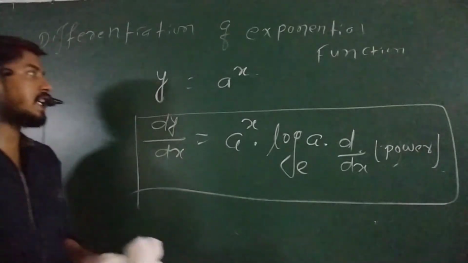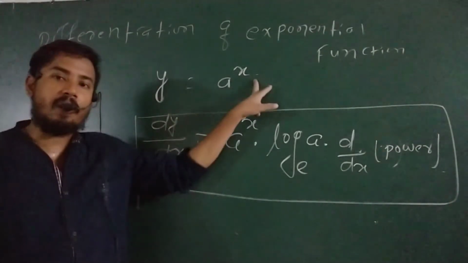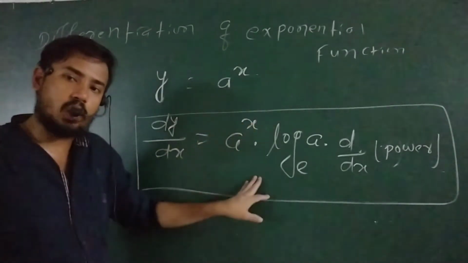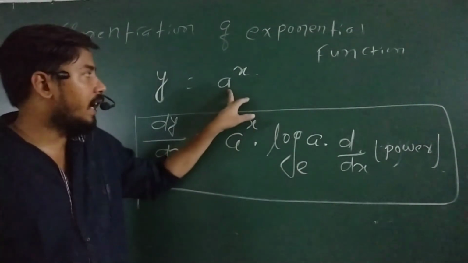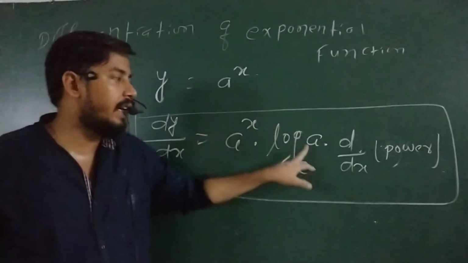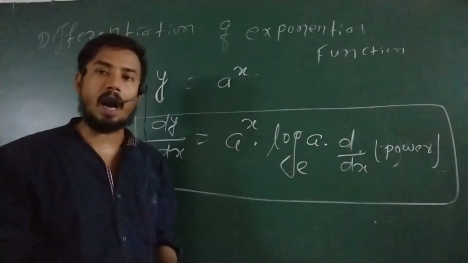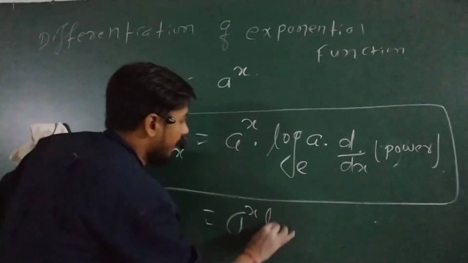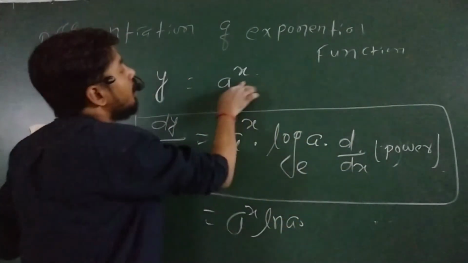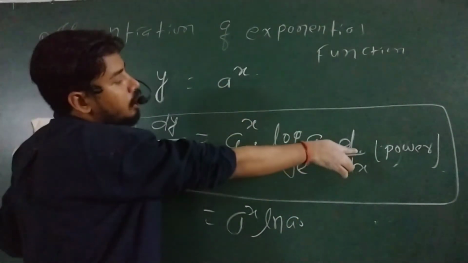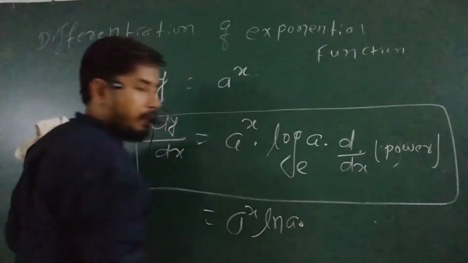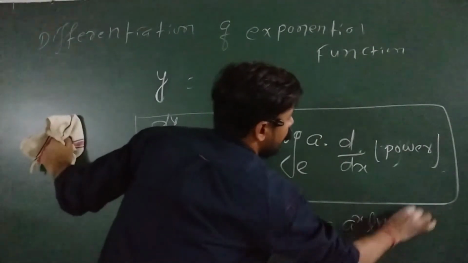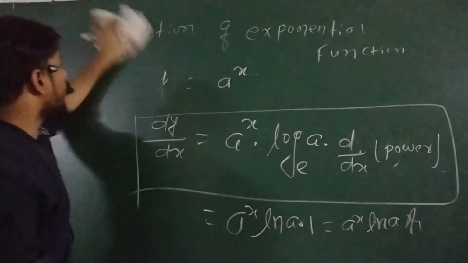If you have any exponential function like y is equal to a raised to power x, its differentiation will be the function as it is, times ln of the base, and then the differentiation of the power. So in this question, this will be a raised to power x, times ln a, and the differentiation of the power x is 1. So this will be a^x ln a. This is the answer of this question. Similarly, you can take another question.